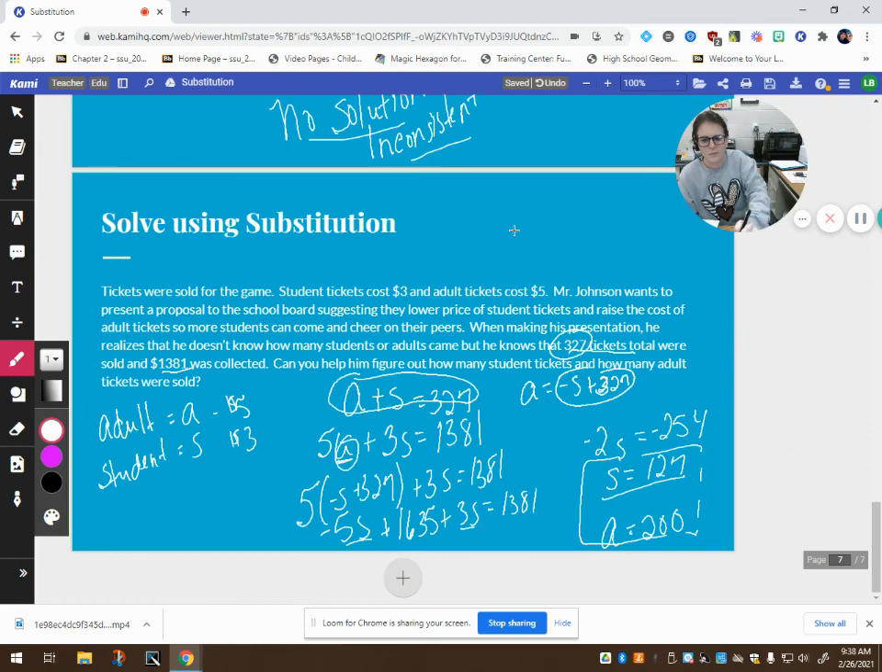And you can plug it back into this one and check too. 5 times 200 is 1,000. 3 times 127 is 381. 1,000 plus 381 is $1,381.